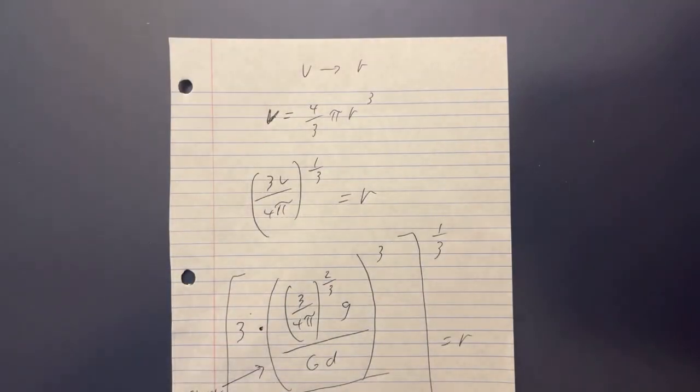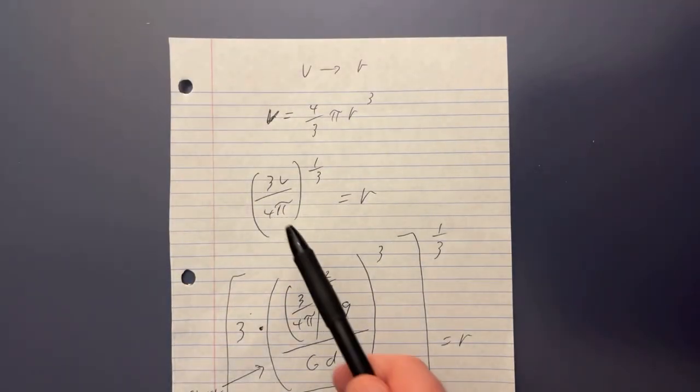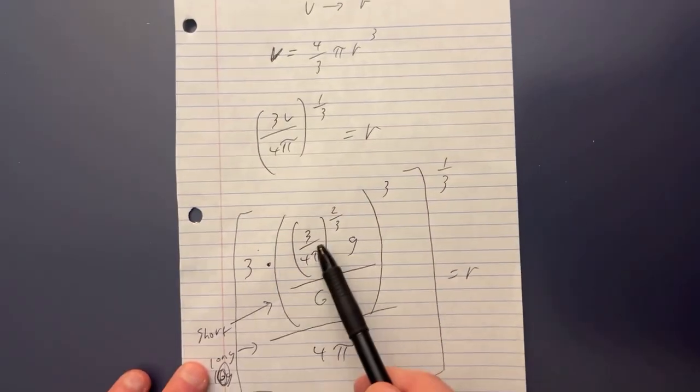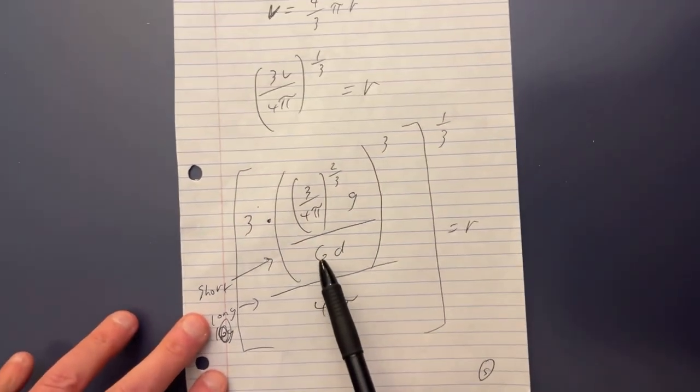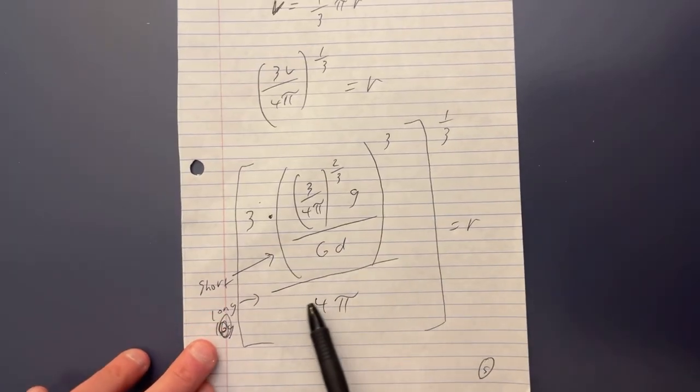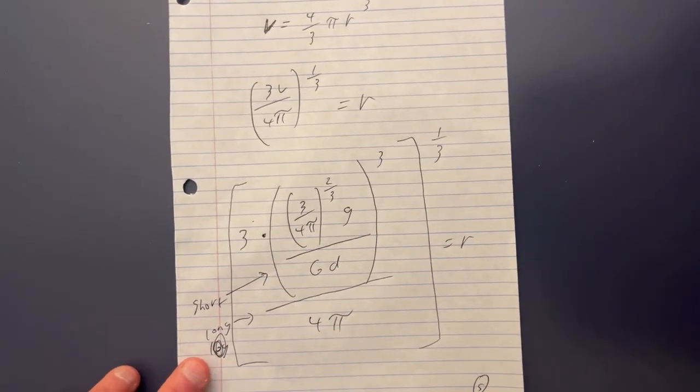And there's a lot of exponents and things to carry through, a lot of chances to make mistakes. So I end up with 3 times that big mess right here, and then divide by the gravitational constant times density, and divide that by 4 pi.